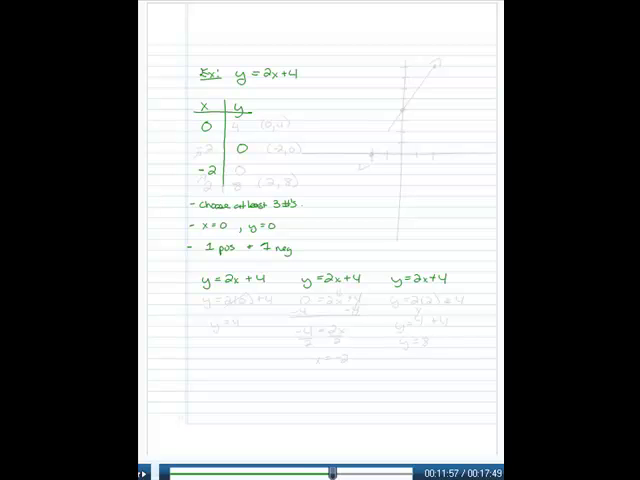And I'm just going to do what I picked. I picked x is 0 for the first one. So 2, plug in the 0, plus 4. Anything times 0 is 0, so I get y equals 4. So my first point is 0, 4.